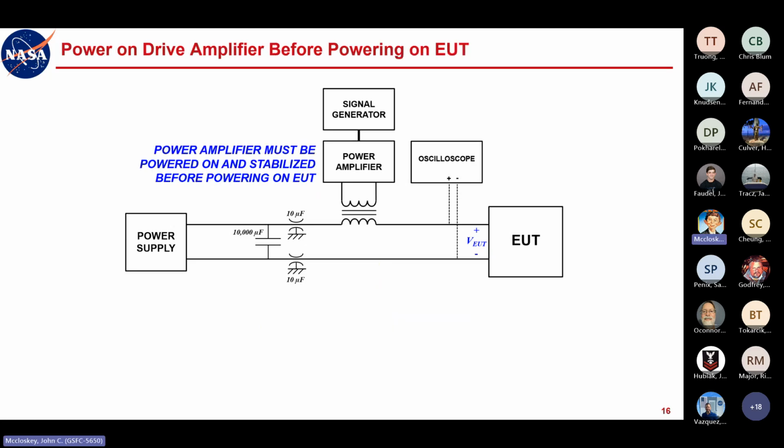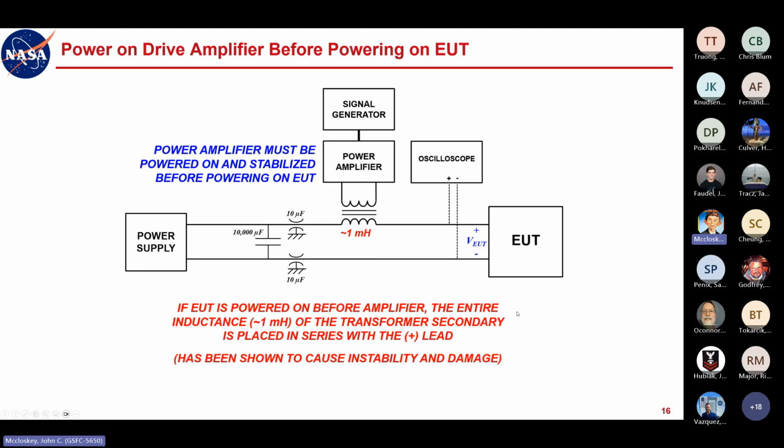Now, this is a biggie. The power amplifier of your drive circuit must be powered on and stabilized before you power on the EUT. Probably should have put this in red. I put the rest of it in red. The reason for this is that if the EUT is powered on before the amplifier, then with an open-circuited primary, this really isn't a transformer anymore. You've basically just got a 1 millihenry inductor hanging here in series with the power lead. And that has been shown to cause instability and damage.